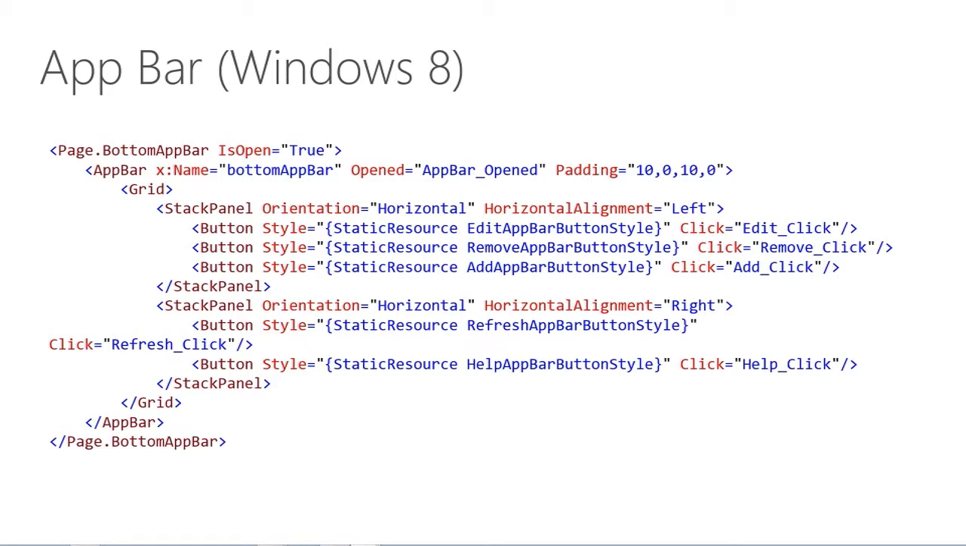Let's look at the XAML for that. In Windows 8, you'll notice here there are 2 stack panels that are used to group the buttons. I have one group along the left. You can see that I'm using horizontal alignment left there, and I have an edit, remove, and add button along the left-hand side. Again, typically the guideline there is to use the left-hand side for tasks that are related to what's going on the screen. And then on the bottom right, you can see here my stack panel, horizontal alignment right. I have a refresh and a help app bar button. And those are more global actions that the end user might take.